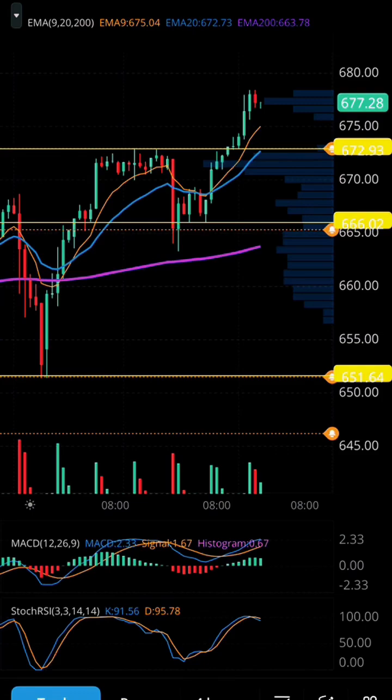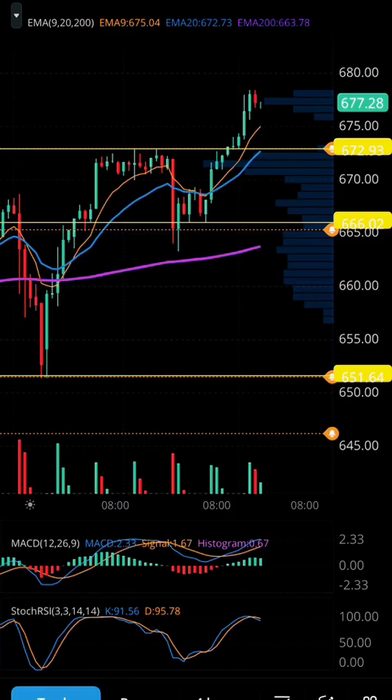So when the blue line crosses above the orange line, it's about to go up. When the blue line crosses below the orange line, it's probably about to go down. It's bearish. So when both lines are above the zero line, the trend has strong upside momentum. And whenever it's below it, it has strong downside momentum.